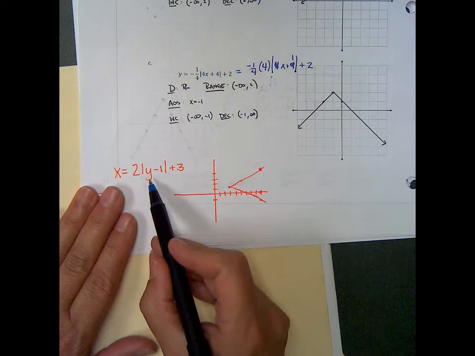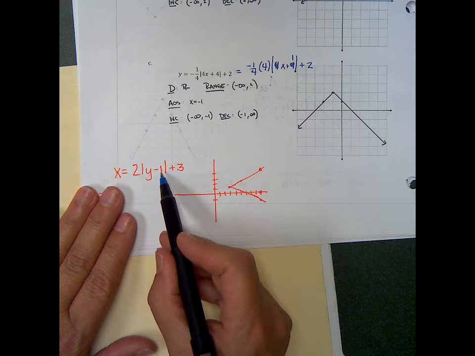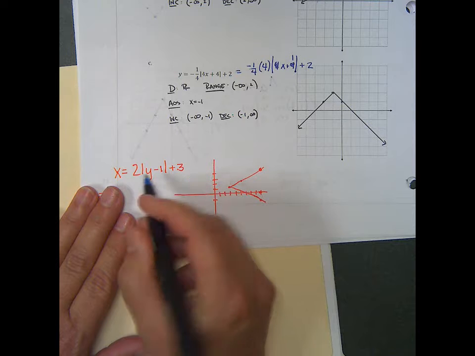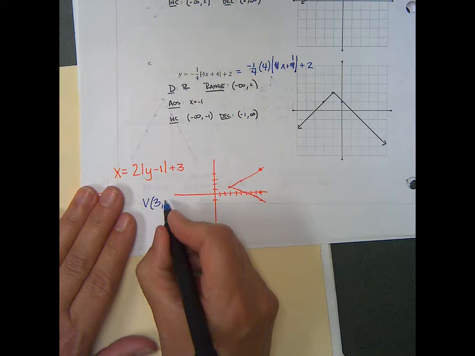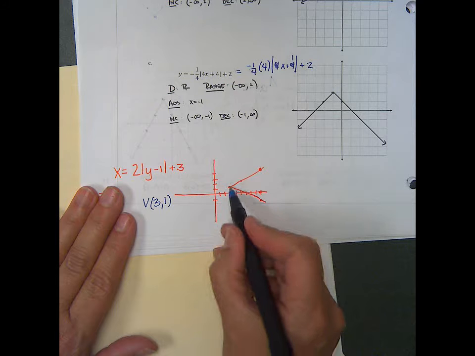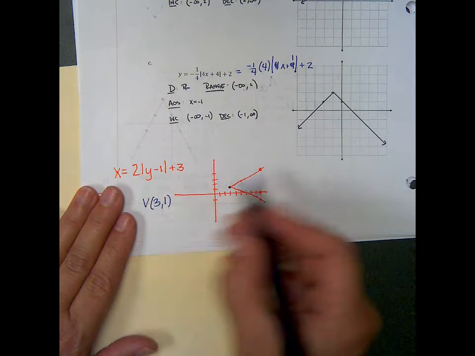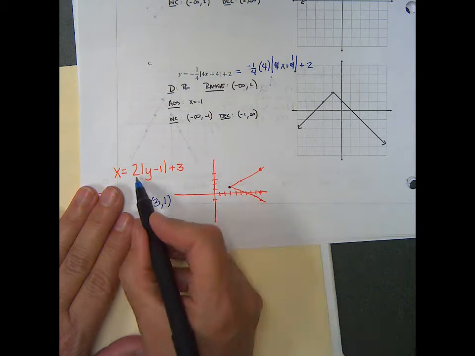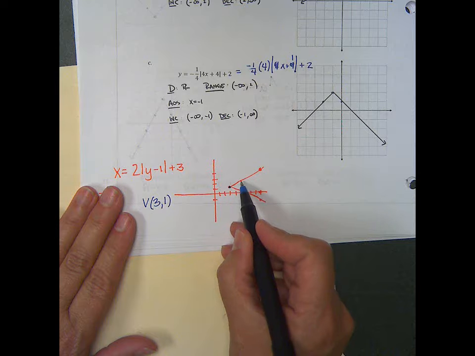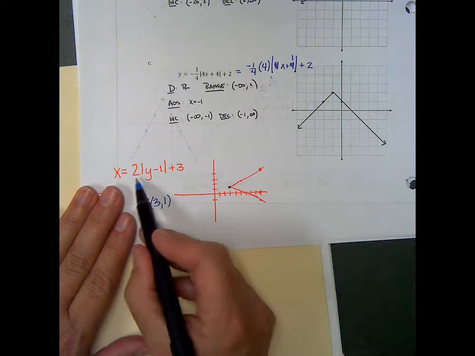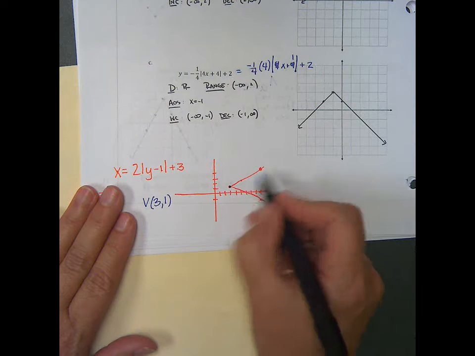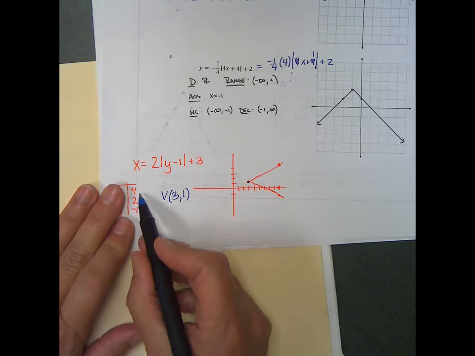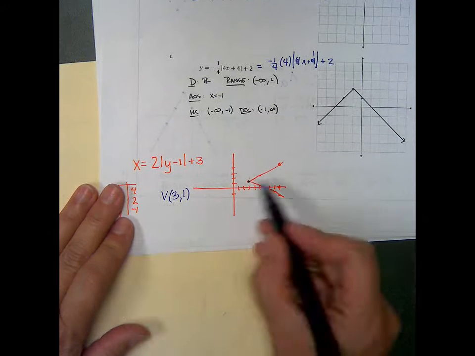So here, my vertex would normally be 1, 3, but here the x value is going to be the 3, and the y value is going to be the 1. So 3, 1 gives us our vertex. And then, instead of going up 2 over 1 with this a, we're going to go up 1 and over 2. But a lot of times the easiest thing to do is just plug in a couple points after that. So I know I'm going to open to the right, so why not plug in y values and see what's happening.